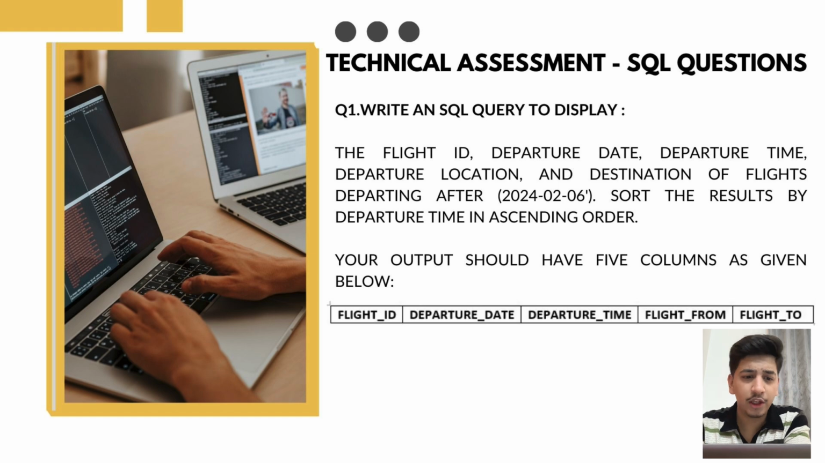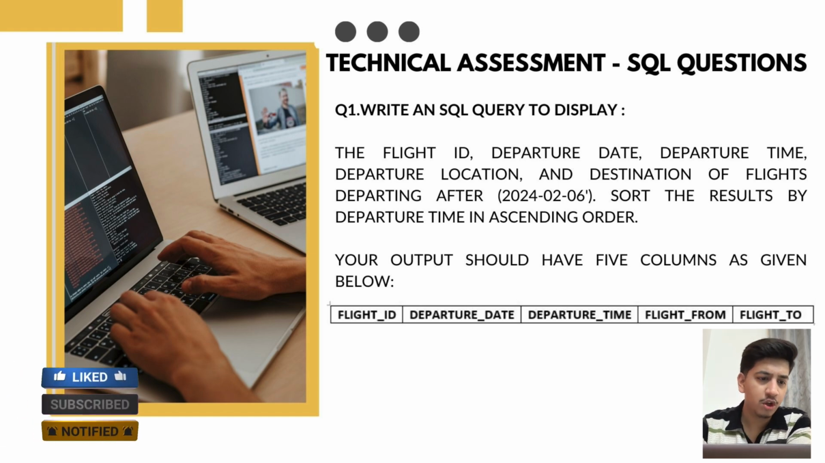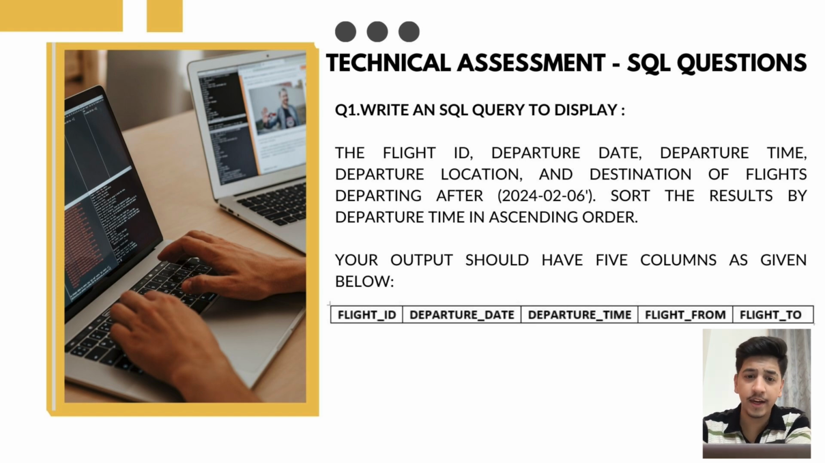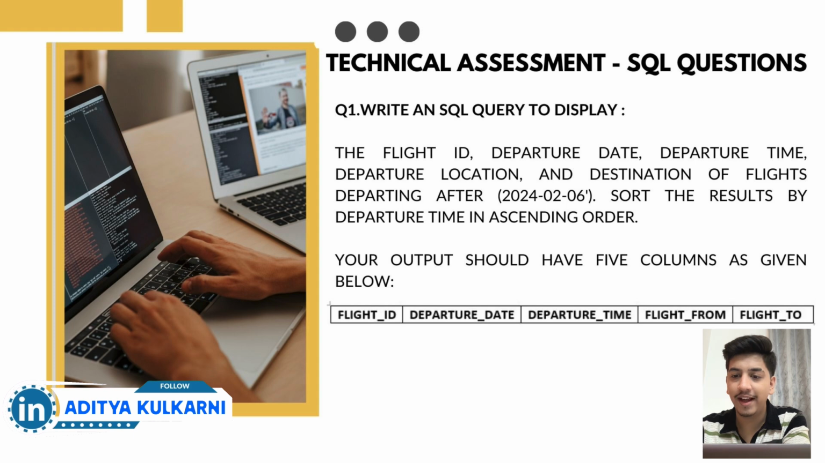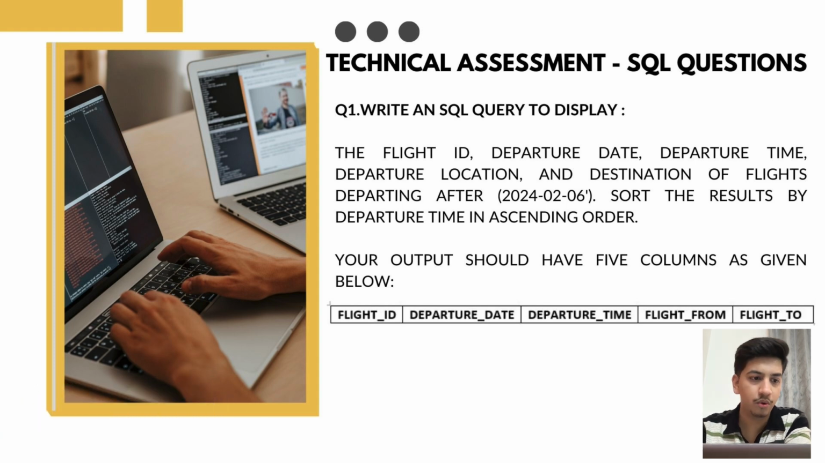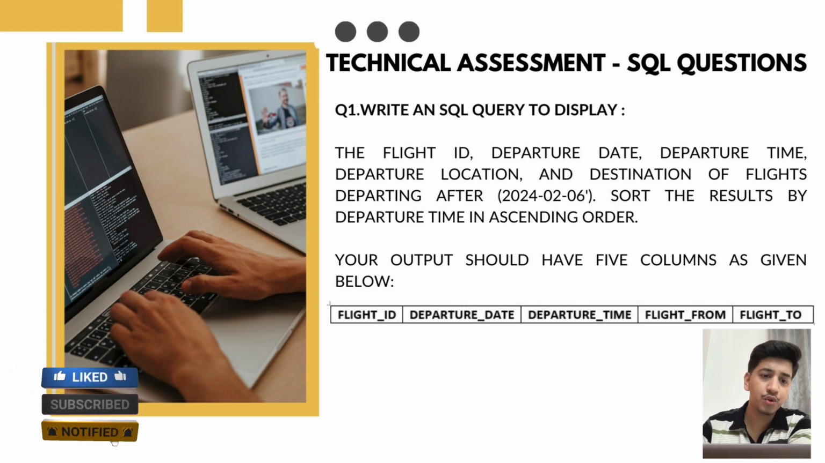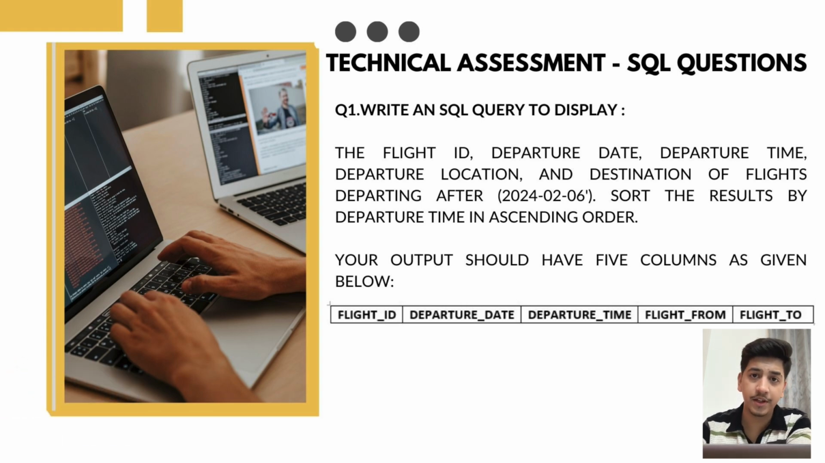So let's start the SQL round. You will be given 2 query based questions. So the first question I got: write an SQL query to display the flight ID, departure date, departure time, flight from and flight to of all flights that are scheduled to depart after 2nd Feb 2024. The result should be sorted by departure time in ascending order.